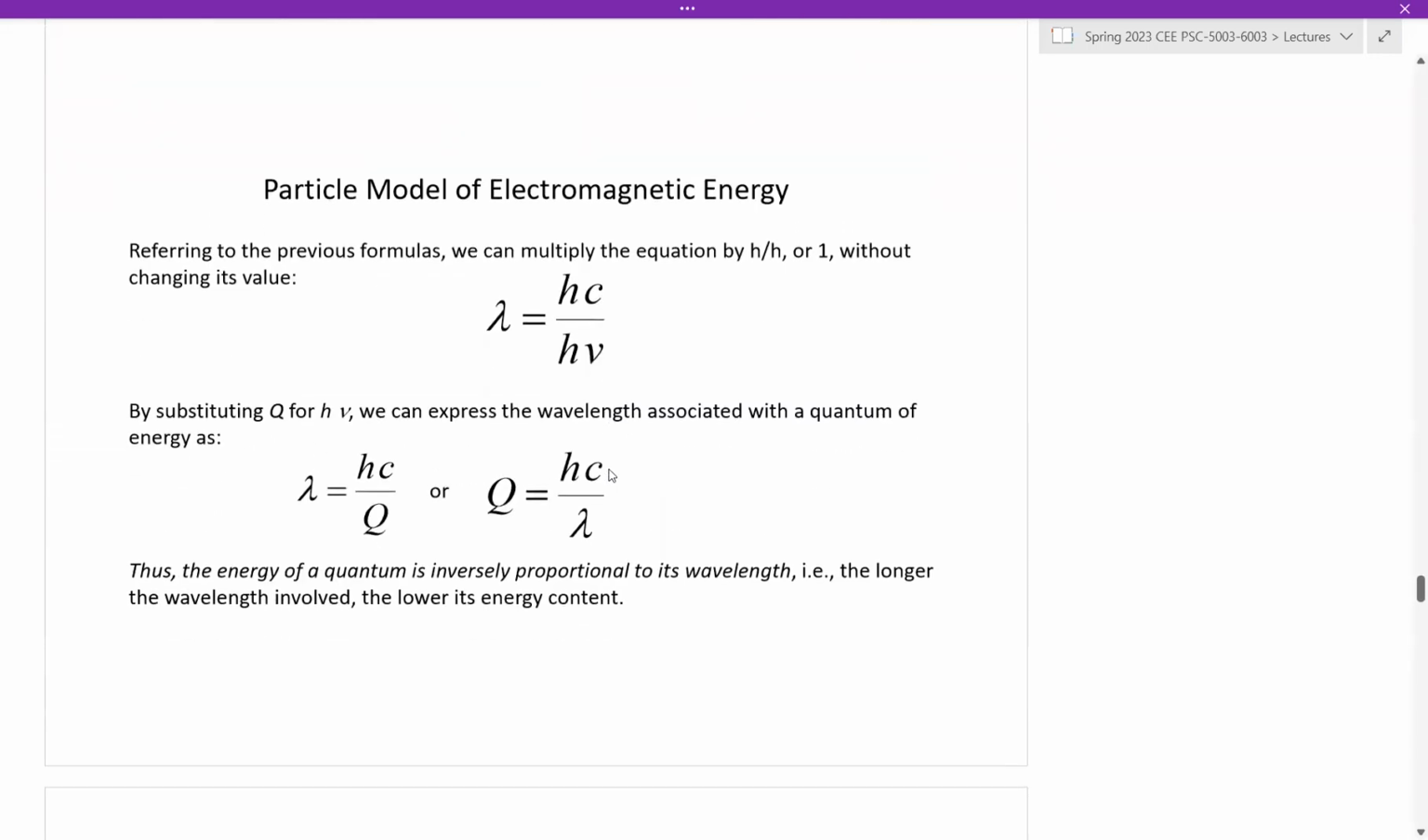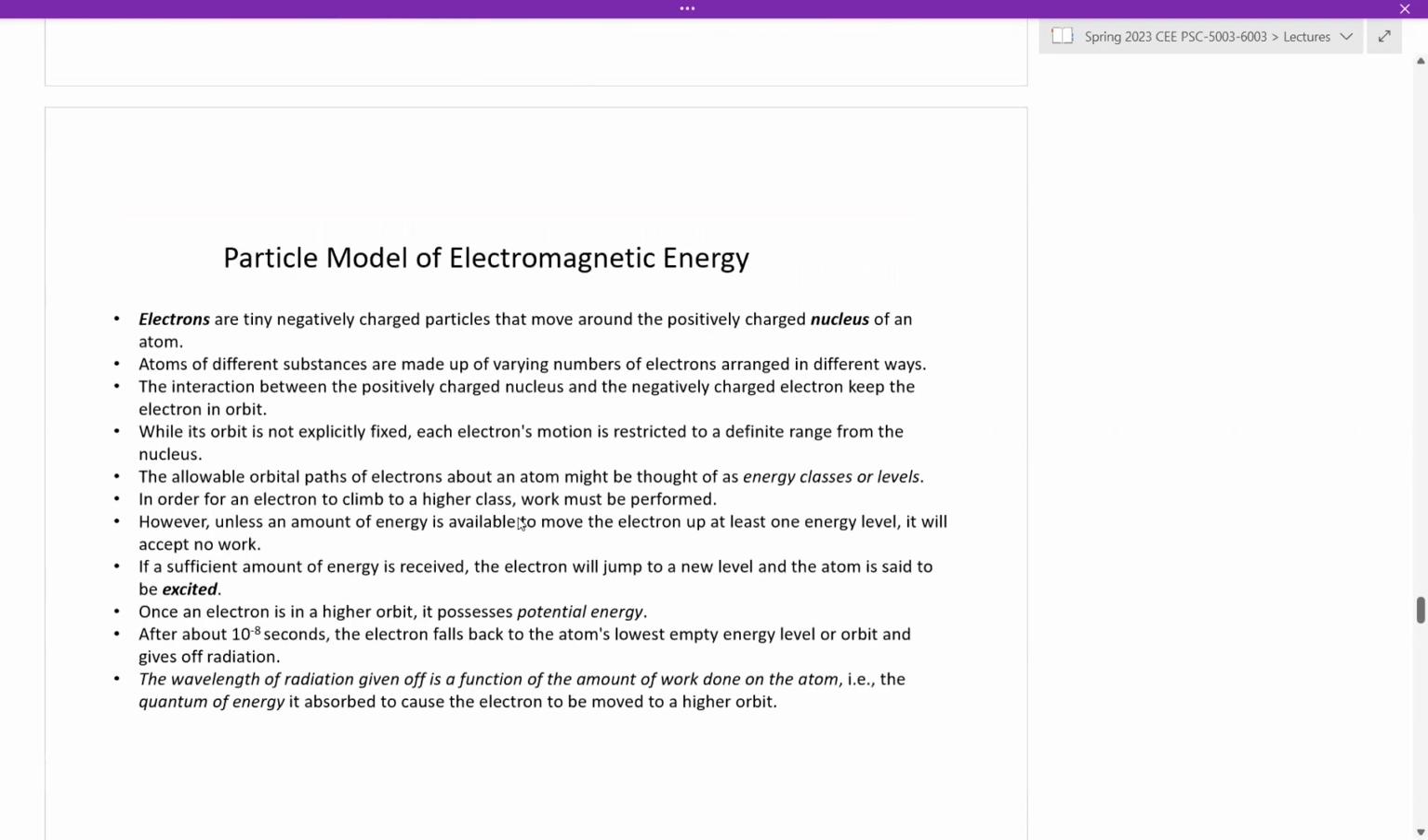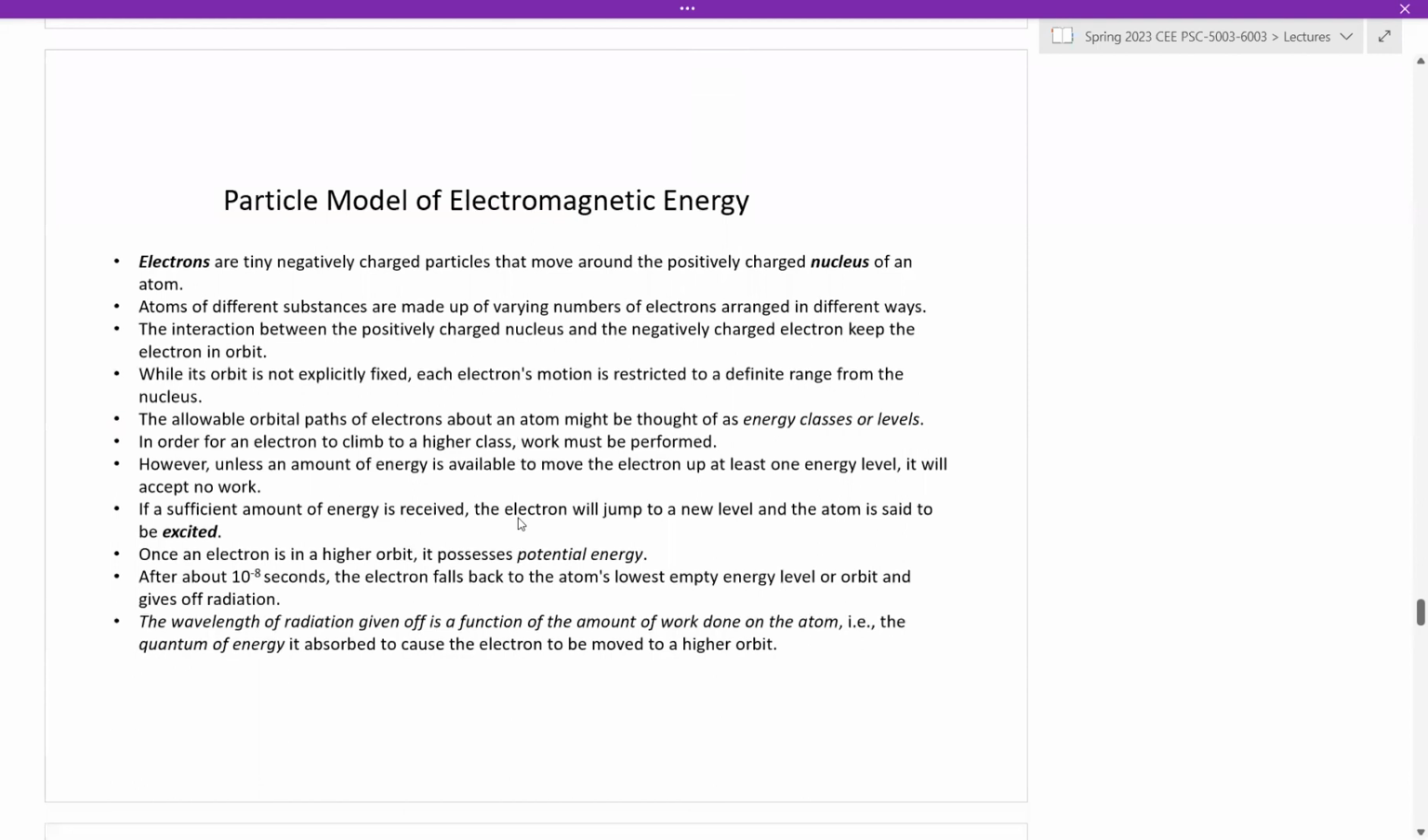So this particle model of electromagnetic energy, again, is going to relate frequency, the wavelength, and the quantum energy. So the energy of any photon is going to be inversely proportional to the wavelength and vice versa. So the larger the wavelength, like in the radio or thermal, the less energy that photon has. So let me pass this slide.